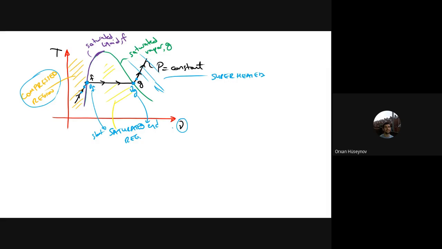Okay, is there any question? So you are comparing everything with the saturated region. If it is less than that one, it is compressed. If it is more than, it is superheated. In the mean range, you will have the saturated region.